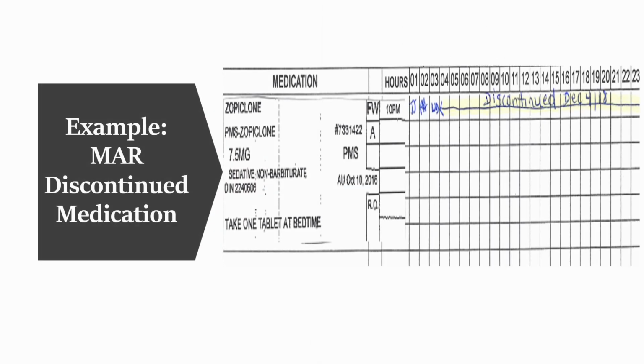Note the example MAR sheet on discontinued medication. Zopiclone was discontinued on December 4th. The person receiving the medication change form for the discontinuation has drawn a line through the remaining days of the month, as well as written the date of the discontinuation on the line. This will ensure incoming staff will be sure to know the medication is no longer to be administered to the resident.